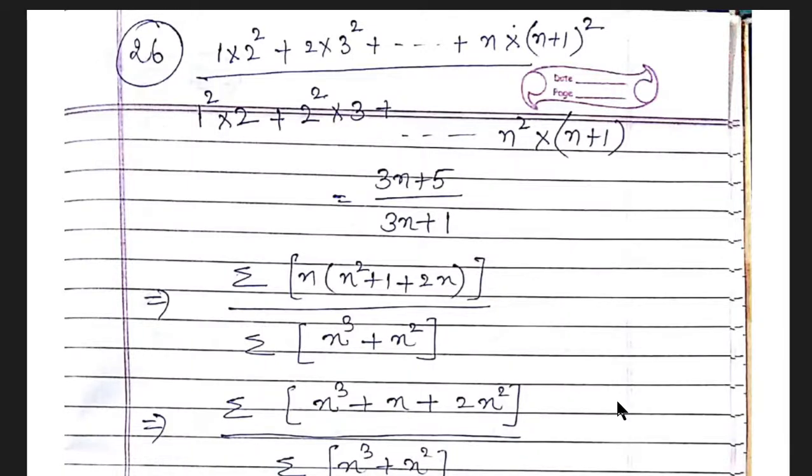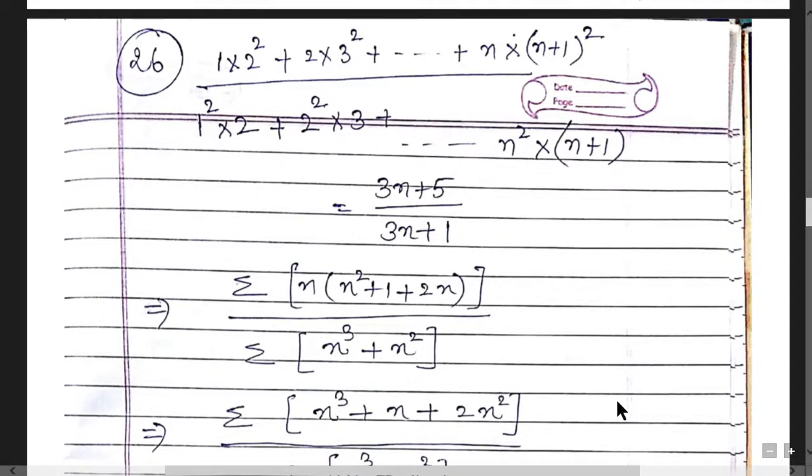Hello students, let us start from question number 26 of the miscellaneous exercise of Sequence and Series, Plus 1. The statement is 1 into 2 square plus 2 into 3 square up to so on n into n plus 1 whole square, in the numerator and denominator. Clearly the nth term is given to you. It means now the question is simple.